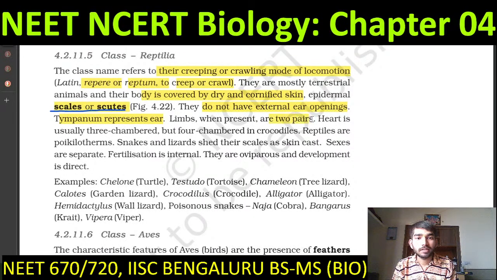Limbs, when present, are two pairs. So in snake there is no limb, but in crocodile there are limbs, so they are in two pairs. Tetrapoda. Heart is usually three-chambered, but in crocodile it is four-chambered. So this is important.